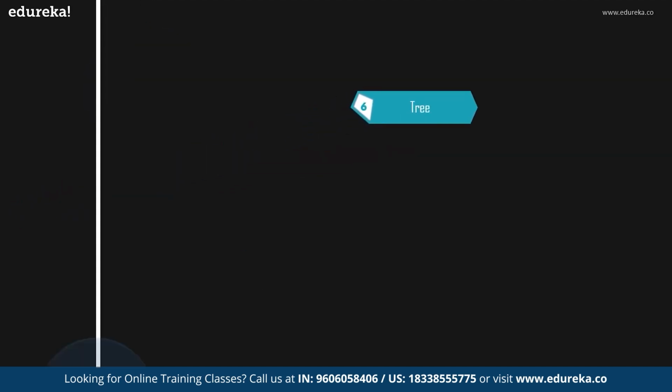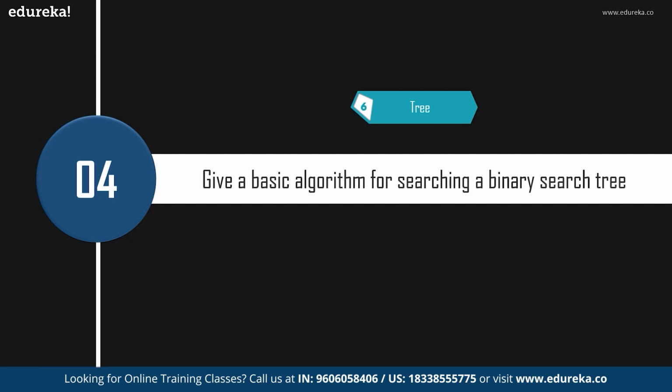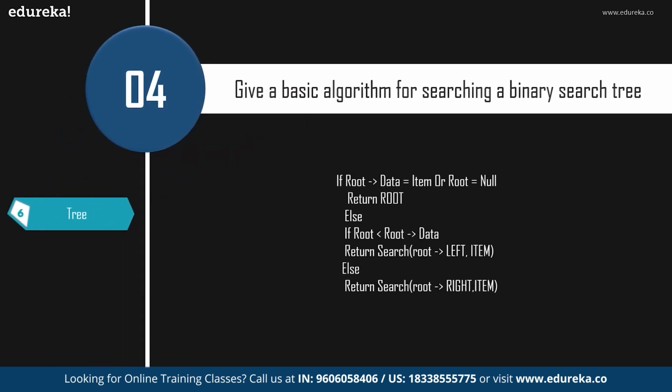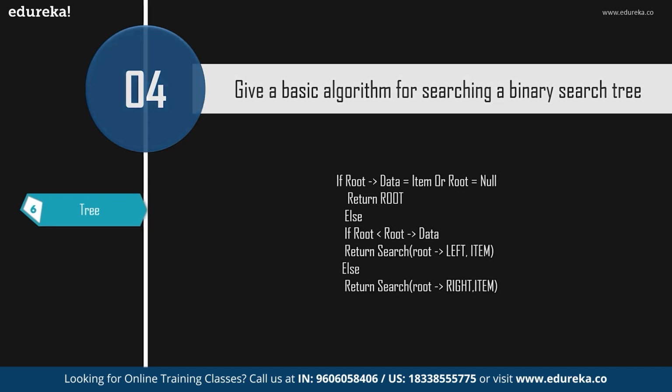Moving ahead to the next question, give a basic algorithm for searching a binary search tree. So here we first check if the tree is empty. If the tree is not empty, then the target is in the tree. Then we check if the target is in the root item. If the target is not the root item, then we check if the target is smaller than the root's value. If the target is smaller than the root's value, then we search the left subtree. Else, we search the right subtree.